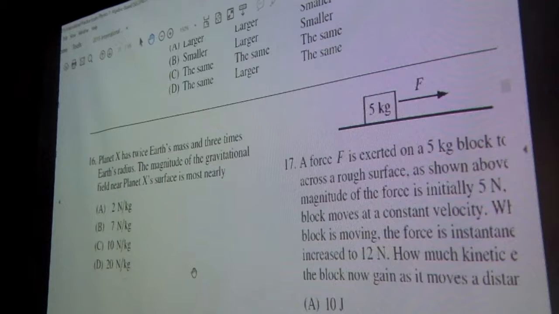Planet X has twice the Earth's mass and 3 times the Earth's radius. The magnitude of the gravitational field near planet X's surface is most nearly what?